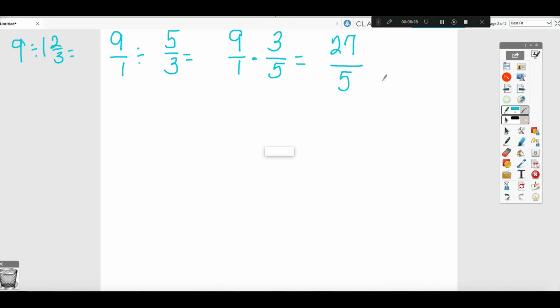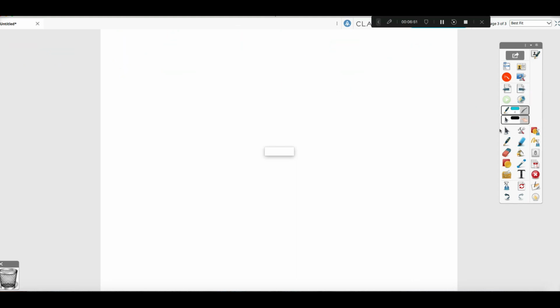Now I have to switch this back into a mixed number by dividing 27 inside my box, 5 outside my box. What's my answer going to be? 14. I like it. Let's do 14. I want you to work that one out on your own, and then when everybody's done, we'll work it together.